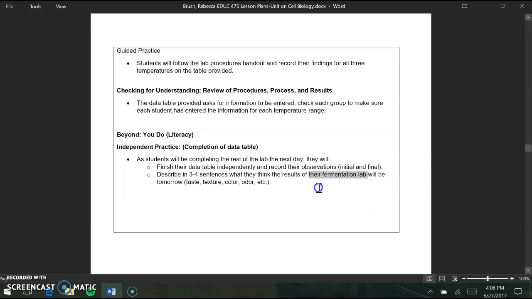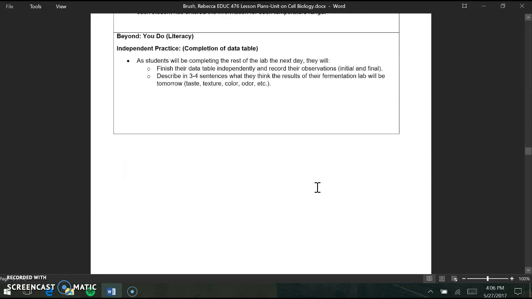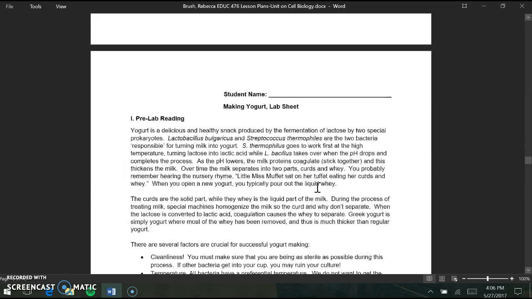So when they came back in, what did they think it was going to taste like? What was the texture like? Color, odor, all that stuff. I wanted to see if they could predict what was going to happen.